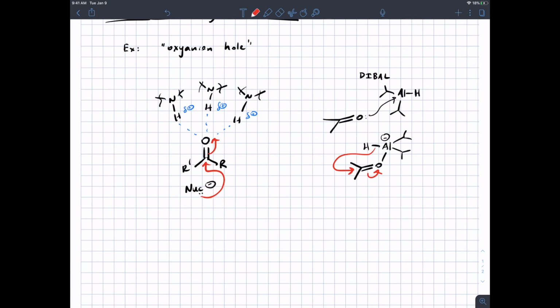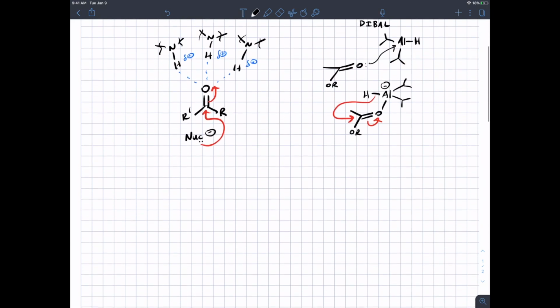Anyway, except I don't know, I can't remember. Didn't we say DIBAL stops at the what? I forget. Stops at the aldehyde. So I don't know what it does with ketones, so I'm going to put an ester here so that we can pretend that this is all fine. All right, Lewis acid binding.